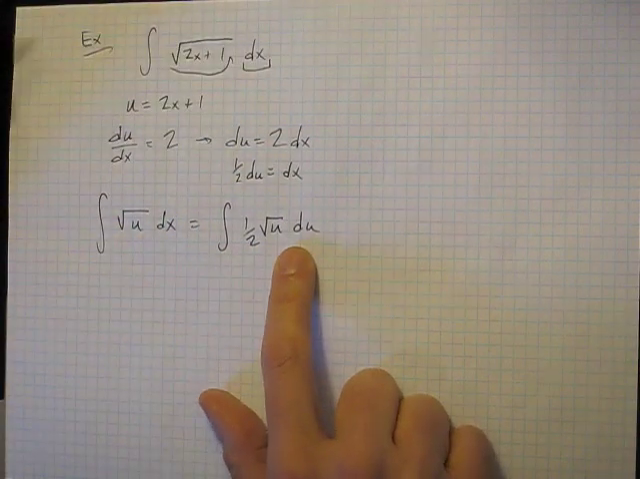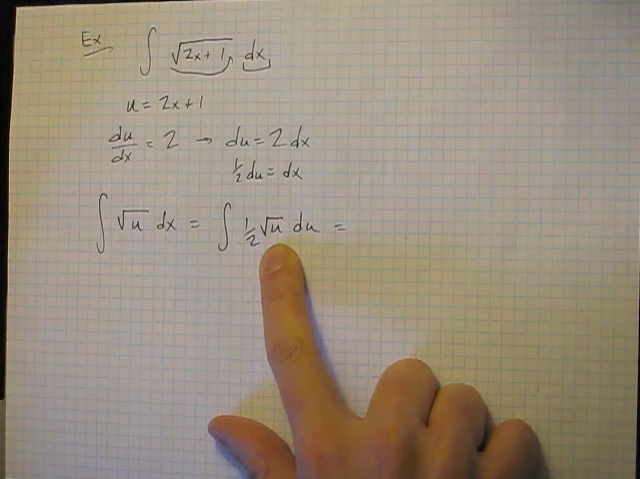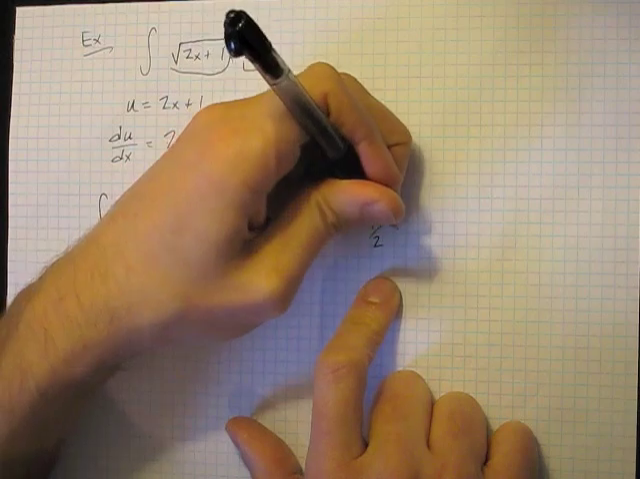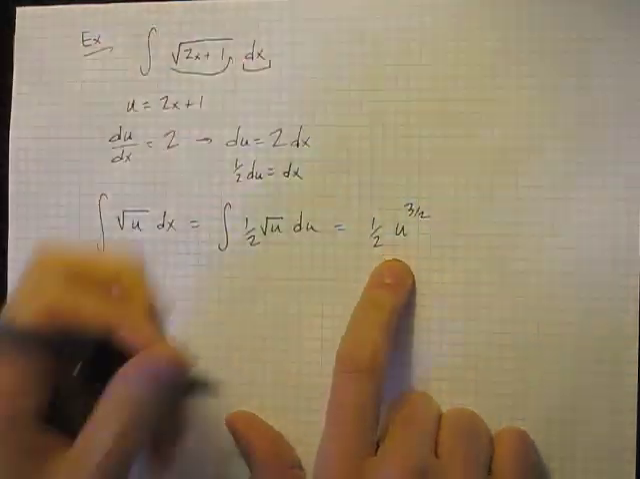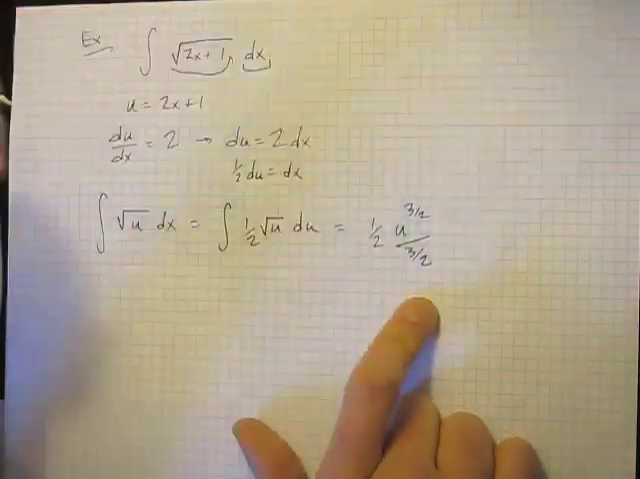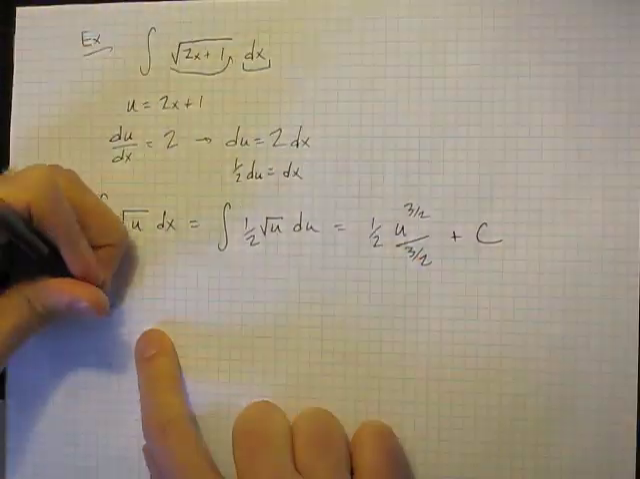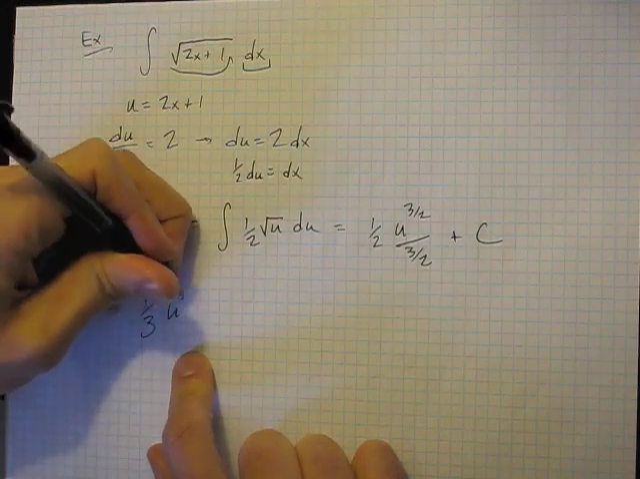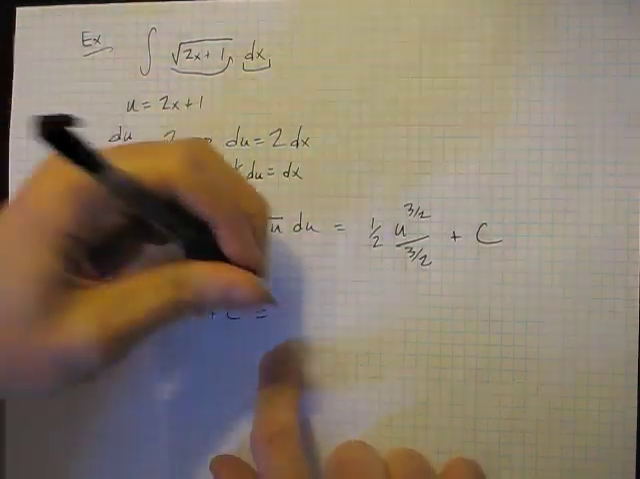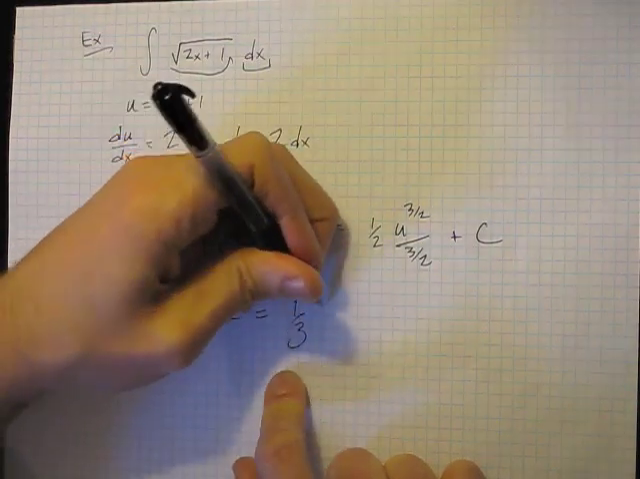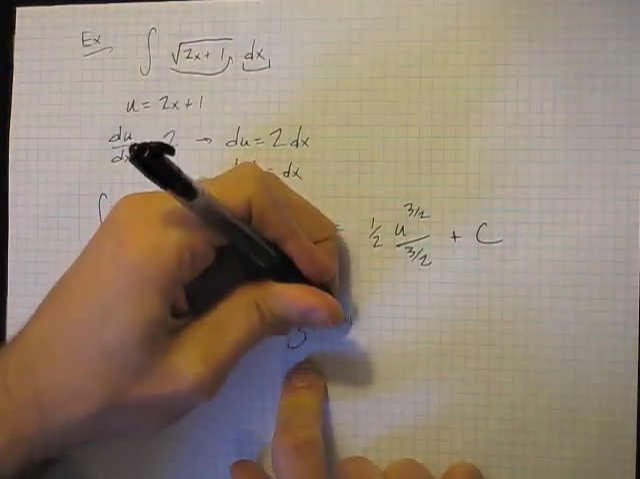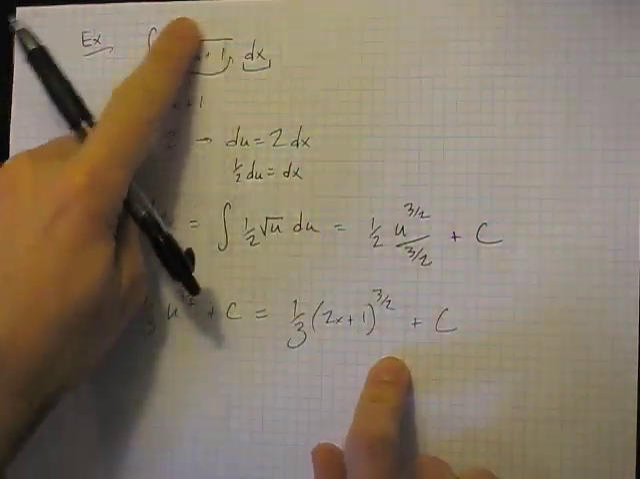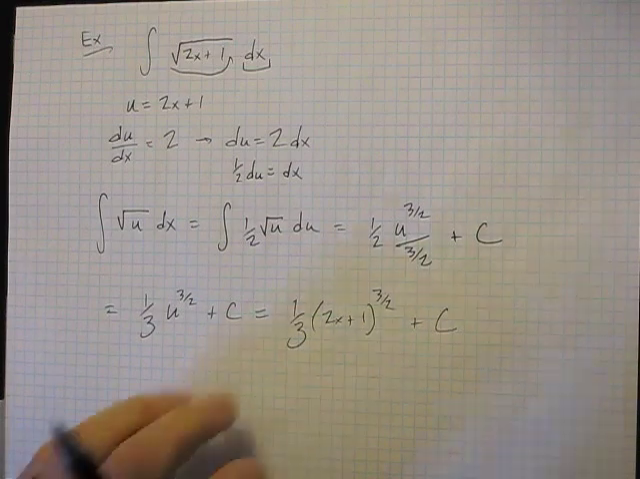We've accounted for this piece in the integral, so we can integrate u. The square root of u is just u to the 1/2, so we write 1/2 u to the 3/2 is how we integrate this. And we divide by the new power plus c, and of course if you simplify this you get 1/3 u to the 3/2 plus c, which is 1/3 times the quantity. So u is equal to 2x plus 1 to the 3/2 plus c, and this is a function whose derivative is the square root of 2x plus 1. Okay.